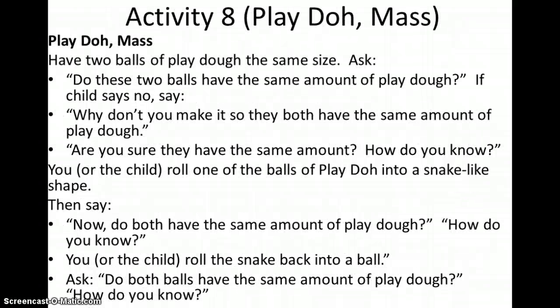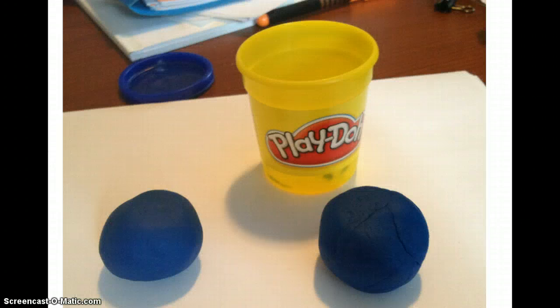Activity 8 is about Play-Doh and mass. So you're going to have 2 balls of Play-Doh, and you want them to be as close to the same size as you possibly can make them. And you will ask the children or child if these 2 balls of Play-Doh are the same size. If they think they're not, I would let them play with them and take some from one and put it into the other to make them have the same amount. And then ask them how they know it has the same amount. See if you get any kind of explanation from the child.